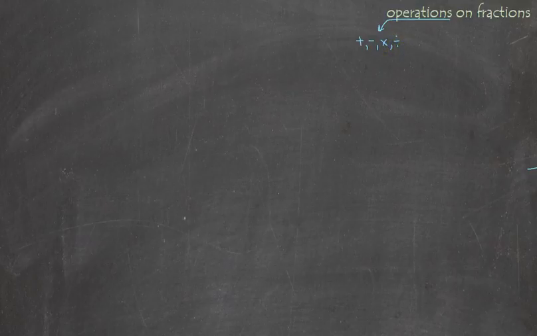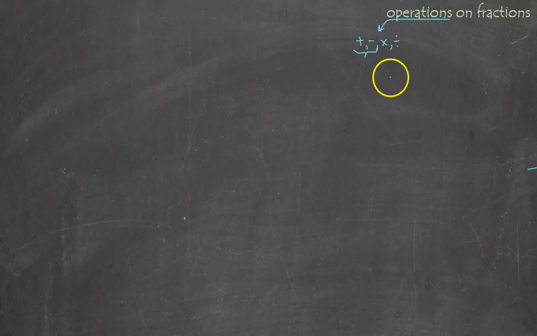Now, these work or are applied in roughly the same way as they are with integers and whole numbers, except sometimes, and for certain fractions, we have to be careful when we're adding and subtracting with unlike denominators. So first, let's start with multiply, then divide, and then we'll talk about add and subtract.